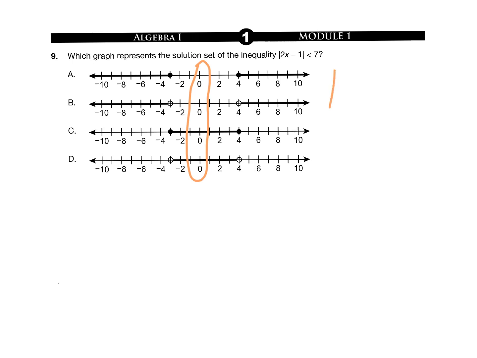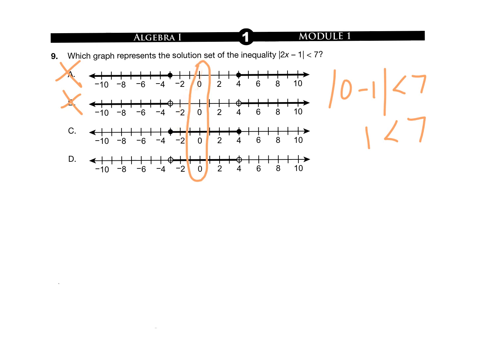If I plug in 0, 2 times 0 is 0, minus 1, absolute value of that, less than 7. So 0 minus 1 is negative 1. Absolute value of negative 1 is 1. Is 1 less than 7? And you're like, yes, 1 is less than 7. So that means 0 is a possible answer. So that means I'm going to eliminate A and B from my answer choices because I know 0 could be a possible answer.